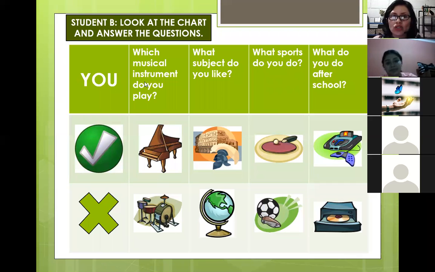It says, which musical instrument do you play? Guys, do you play any musical instrument?